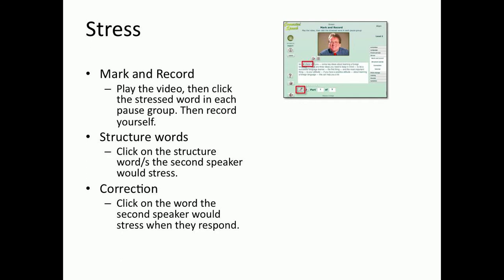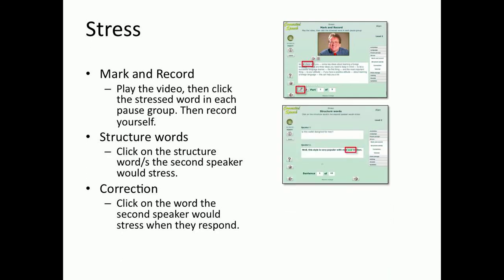In another example, on structure words, it'll ask you to click the structure word or words that the second speaker would stress. So that means there's some sort of a dialogue, you hear it, and you're paying attention to which word is stressed, and then you figure out, well, if I say, that's not my book, then maybe the next speaker says, no, it's his. And you'll choose the right sentence that matches for the conversation, and you'll know that by hearing it.